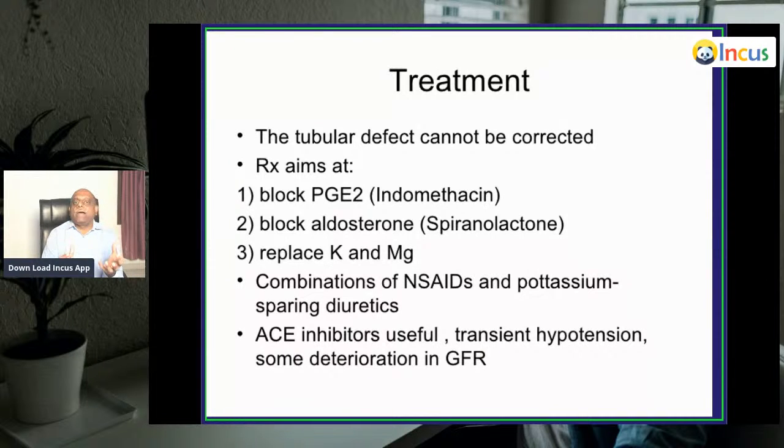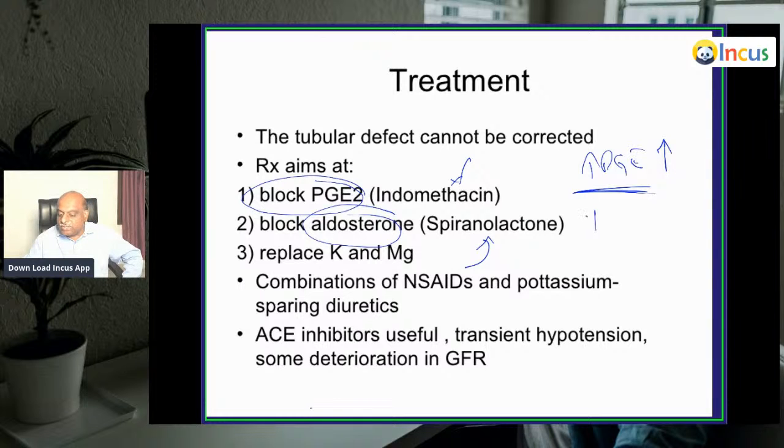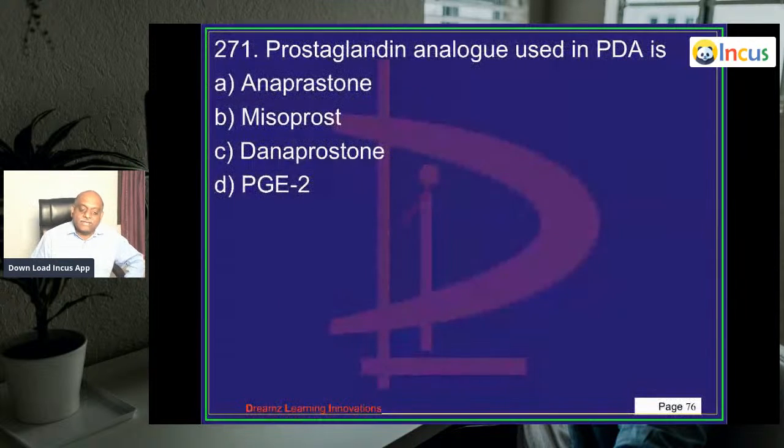So how do you treat Bartter? In Bartter, prostaglandins are increasingly produced in macula densa. So you need to block that PGE2 production by giving indomethacin. You have to block the aldosterone by giving spironolactone, because increased PGE2 is causing increased renin, is causing increased aldosterone. So you have to antagonize that with spironolactone. You have to replace potassium and magnesium. So you have to give a combination of NSAID to antagonize PGE2 and a potassium sparing diuretic. So that is the treatment.